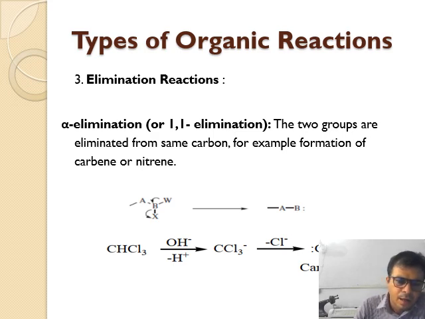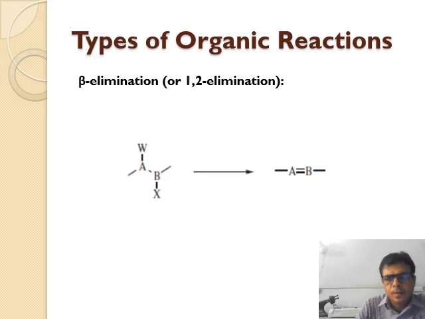In this example also, CHCl3 with OH negative. Two groups will be eliminated, hydrogen and chloride. So hydrogen is removed, resulting in CCl3 negative, then Cl is lost again, resulting in a carbene, that is CCl2. Now beta elimination, I told you about the beta elimination too.